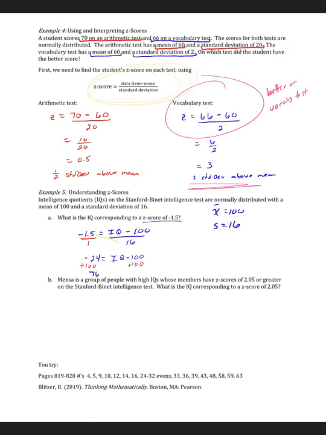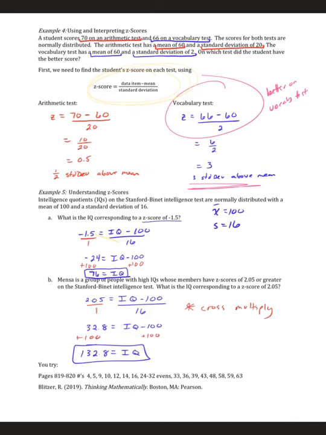So 76 would be the IQ score here, and you can see that 76 is below the mean. You just want to double check that 76 is below the mean, which is good because the z-score is a negative value. I want you to now go ahead and try letter B here. For this one, we should get an IQ score of 132.8. You can look at my math here and see if you did it all correctly.